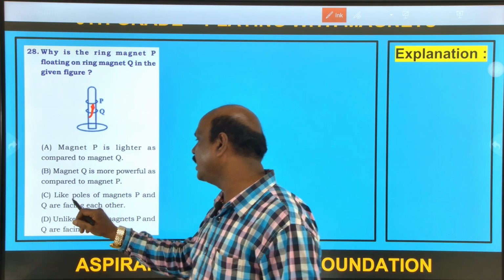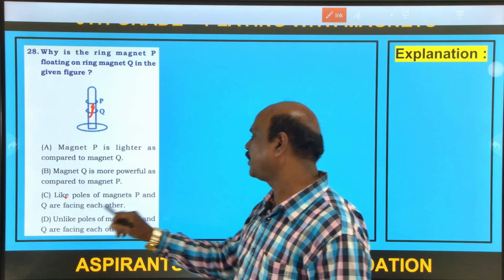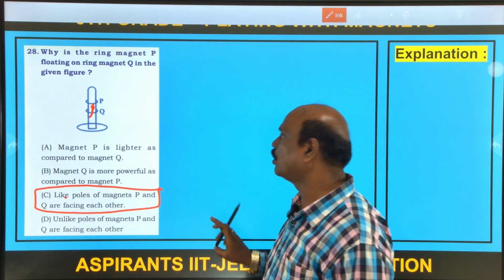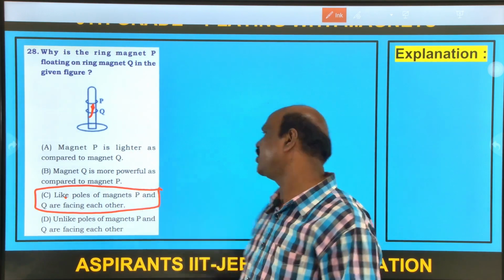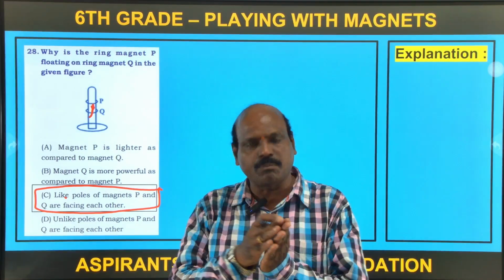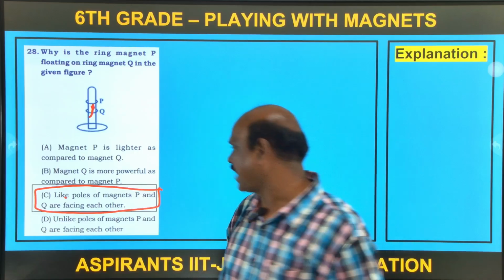Here like poles of the magnets P and Q are facing each other. So this is the correct option. Like poles of P and Q are facing each other. So option C is the correct answer. Like poles will repel and unlike poles will attract.